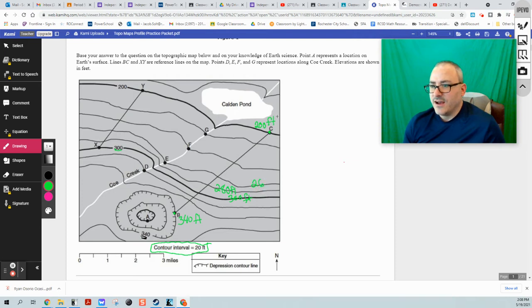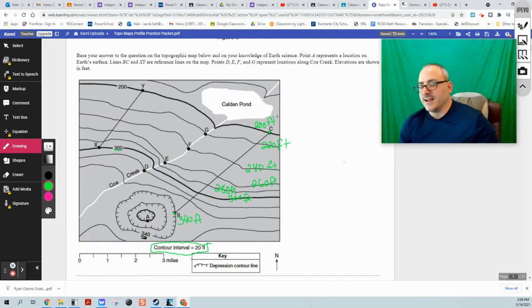I'm going to go down another 20 feet. And then this one here is going to be 240 feet. And lastly, this one here is going to be 220 feet. All right, great. I've got all these contour lines kind of plotted. I know the elevation of each one of these.